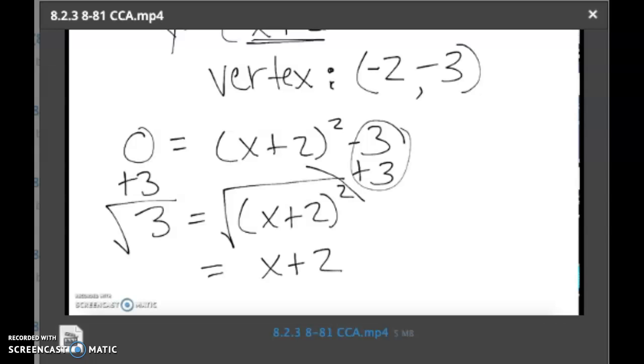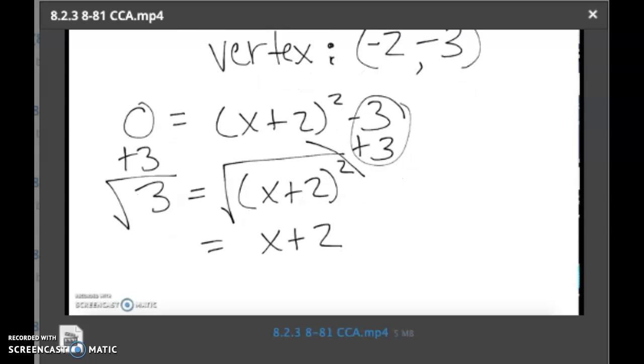And then on the left, the square root of 3 is not a perfect square. Okay, so we're going to leave it as square root of 3, but just remember that we need to put a plus or minus out front. Just like on the last problem when we did the square root of 16, we got plus or minus 4. When we do the square root of 3, we're getting plus or minus square root of 3.